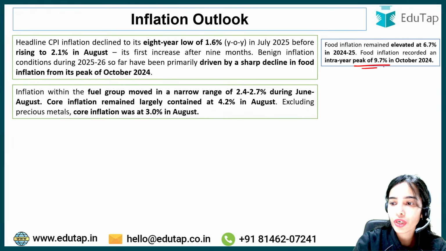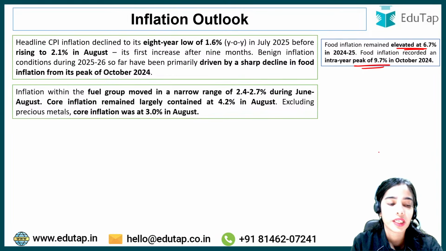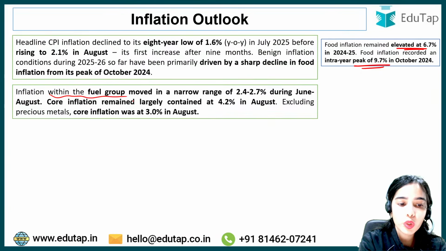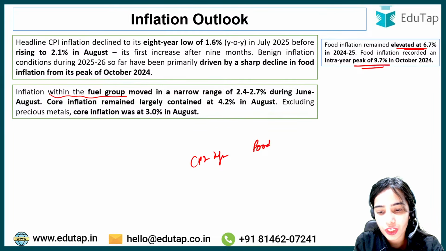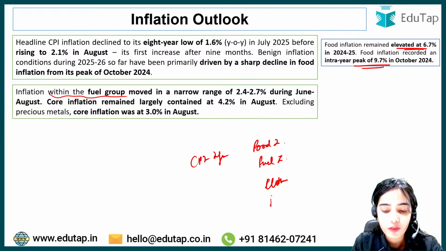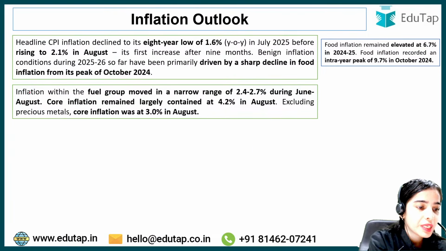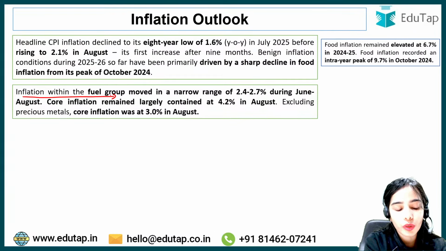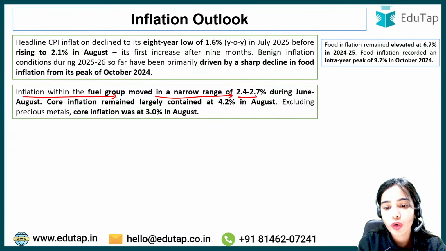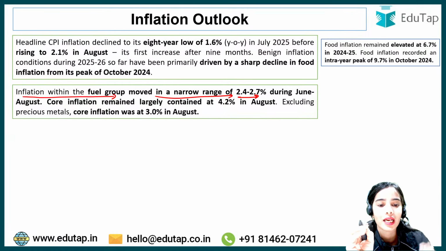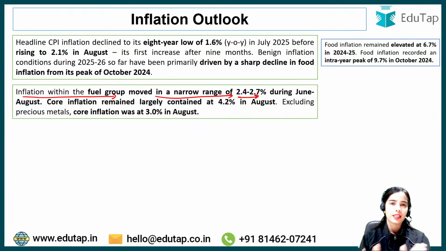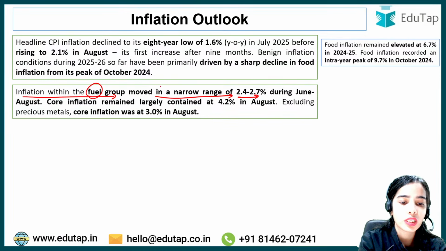Now, this is the data point that was given in the annual report of RBI. That's why it is important. Now, inflation within the fuel group moved. CPI inflation depends upon food inflation, fuel inflation, and manufactured goods, clothes prices, footwear prices and such. Basically, the inflation within the fuel group moved in a narrow range of 2.4% to 2.7% during June to August. So you can understand that the inflation is less in the fuel group also.